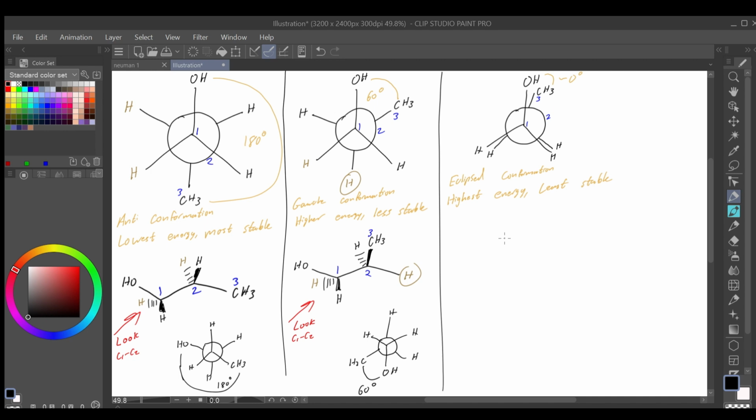And then, if you want to draw the line angle of this eclipse conformation, it is slightly different. Again, you want the two large groups to be about 0 degrees apart, so in the line angle it looks like this. Make sure you number your carbon as always, 1, 2, 3.